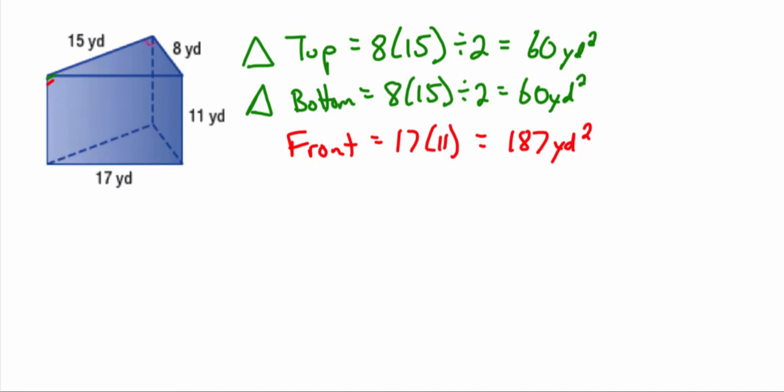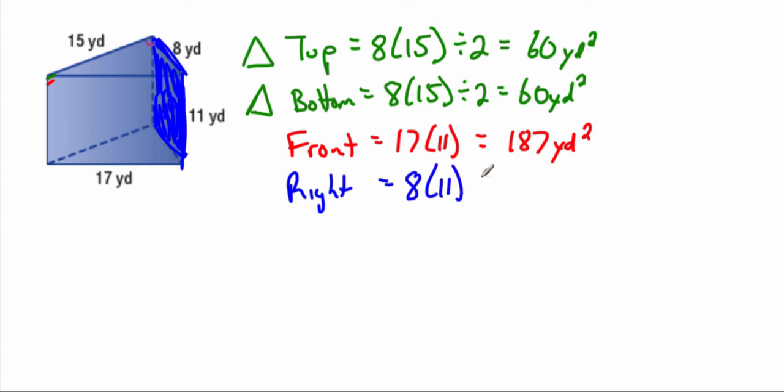Again, some of you might be able to see some of this without coloring it in. Even for me, as much as I've done this before, I still like to shade it in because it really helps me focus on just one part of it. So now we're going to do the right-hand side, or some people will just call it the side. It's got a base of 8 and a height of 11. So 8 times 11 is 88 yards squared. Hopefully you didn't grab a calculator for that one.